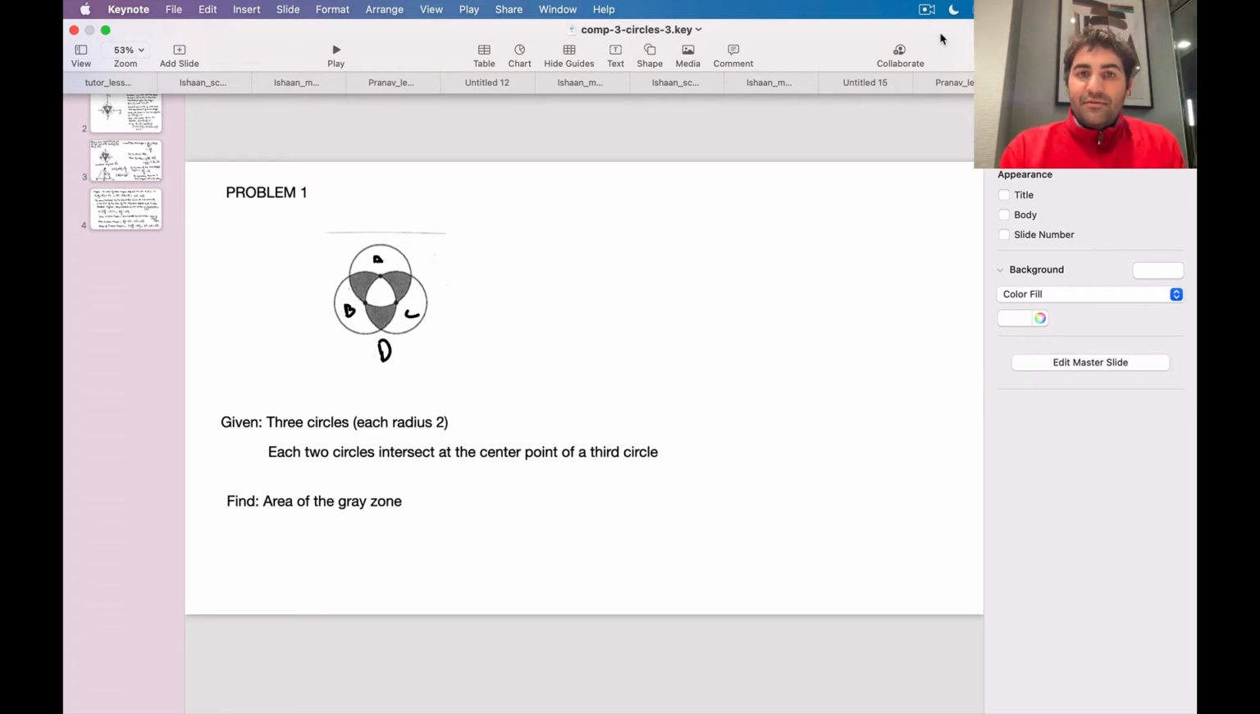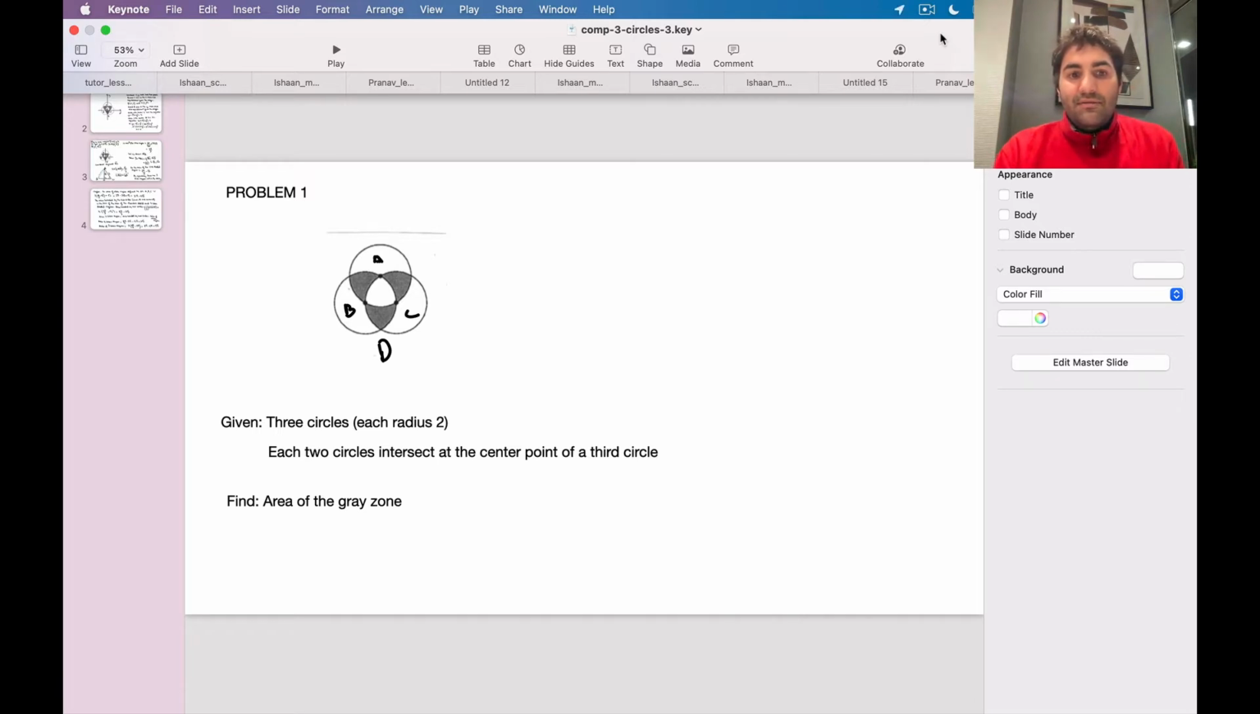I like to do a tutorial on a geometry problem that was given on a high school level math competition for juniors and seniors, I believe. So this was one of the harder problems on the competition, so let's take a look at it.